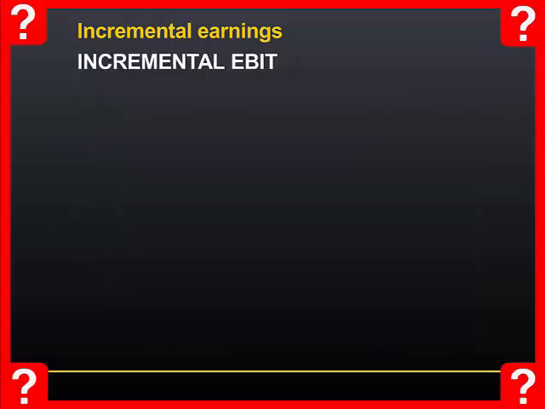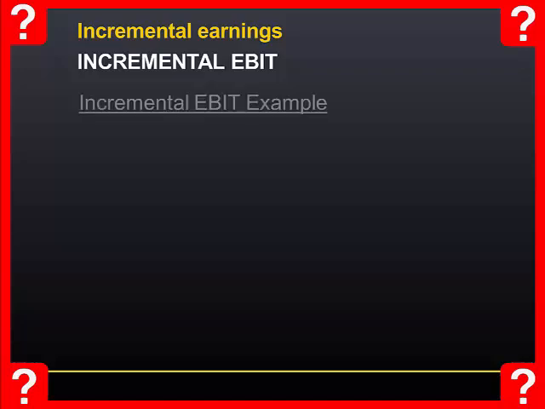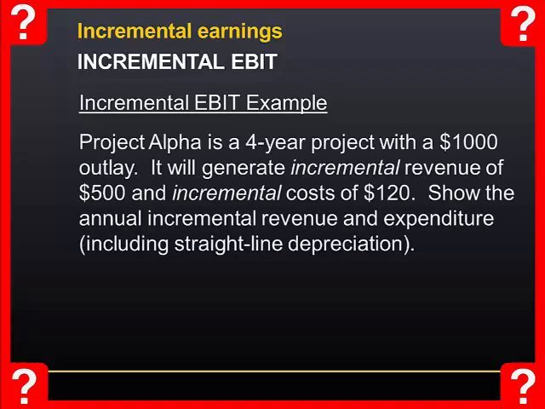The first thing we need to do is to calculate incremental earnings before interest and taxes, or EBIT. And for most of the remaining modules, the examples will be based around Project Alpha. It's a 4-year project with a $1,000 outlay. It'll generate incremental revenue of $500 and incremental costs of $120 per year.